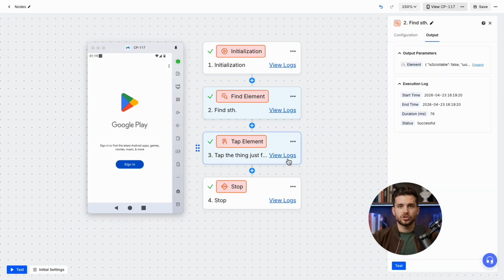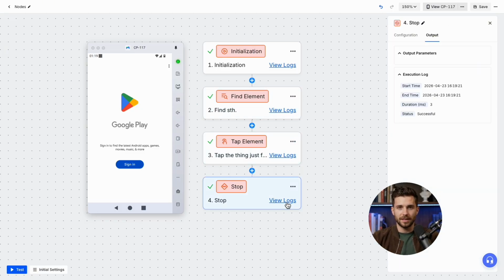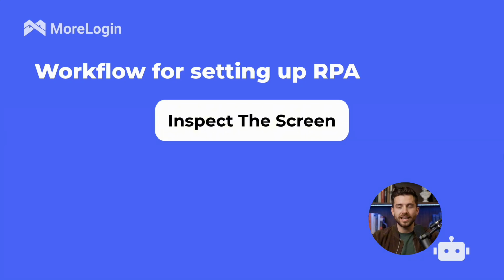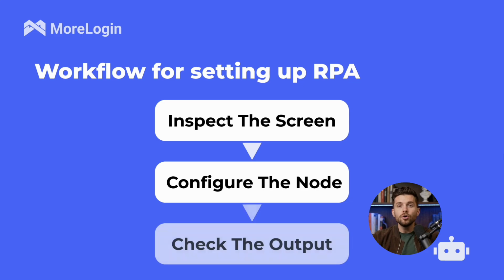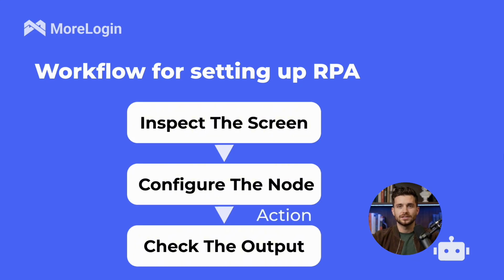So the practical workflow looks like this. First, inspect the screen in Developer Tools. Then use that element information to configure the node correctly. After the node runs, check the output to see the result. And that's the core relationship. Nodes define the actions, variable referencing helps data move through the workflow, and Developer Tools provides the element information those actions depend on.